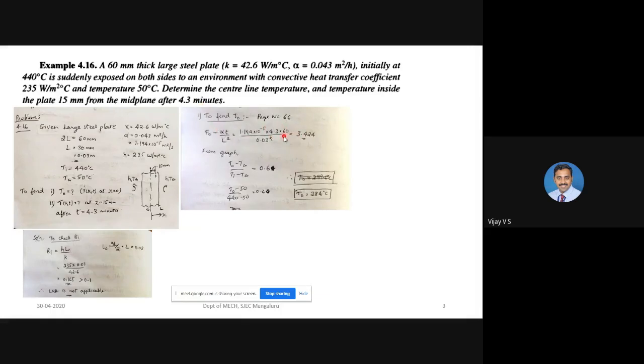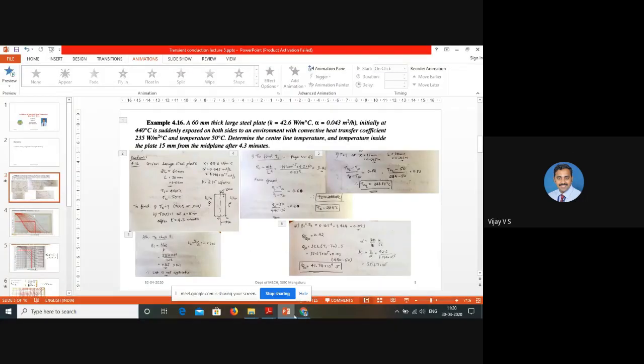Okay. Right, so convert 4.3 into seconds by multiplying by 60. L is half of the thickness, 0.03, so the Fourier number comes to 3.424. Okay, now I should go to the chart, right? So I will show you now the data handbook. Let us go to the data handbook.